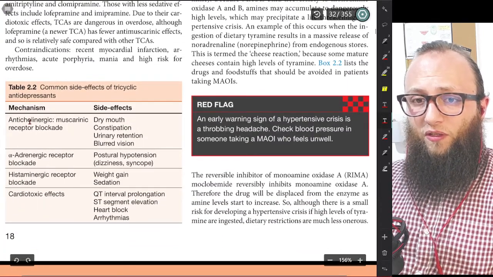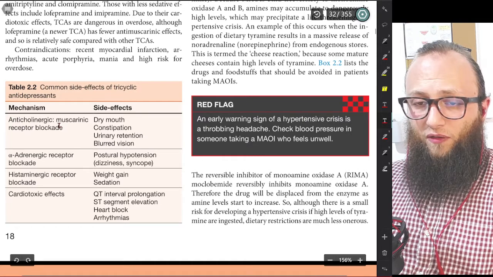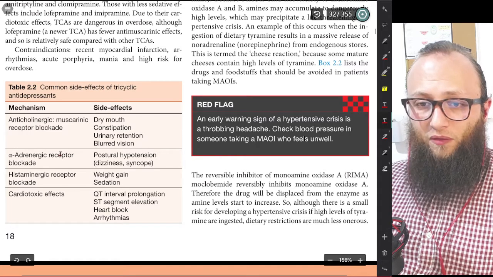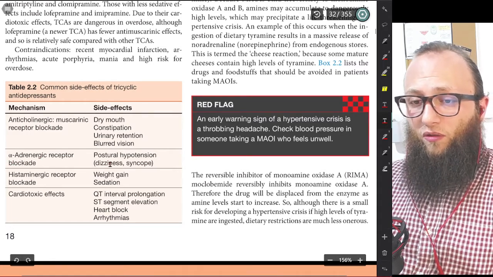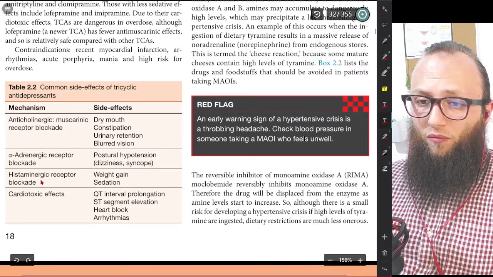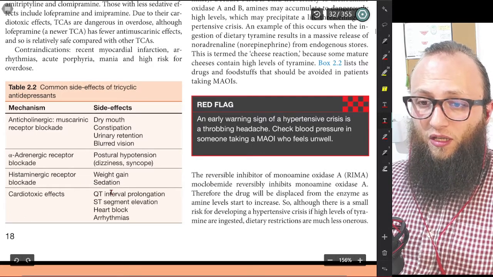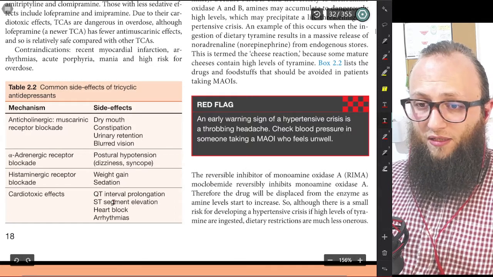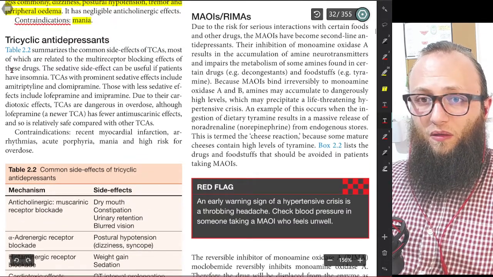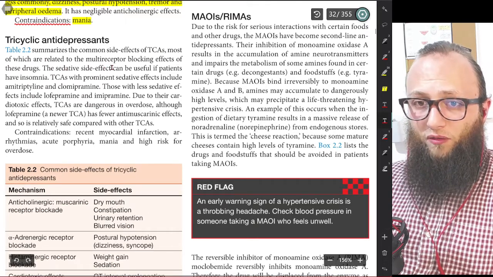So we have the common side effects because of their blockage of binding sites, like anticholinergic side effects because of muscarinic receptor blockage. We have dry mouth, constipation, urinary retention, blurred vision. Alpha adrenergic receptor blockage causes hypotension, postural hypotension, dizziness, and syncope. Histaminergic receptor blockage would cause weight gain and sedation. Cardiotoxicity effects like QT interval prolongation, ST segment elevation, heart block, arrhythmias. Most of these side effects are related to the multi-receptor blocking effects of these drugs.